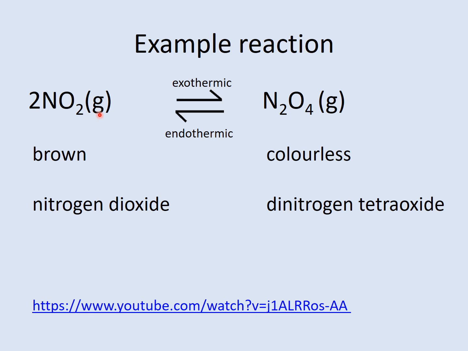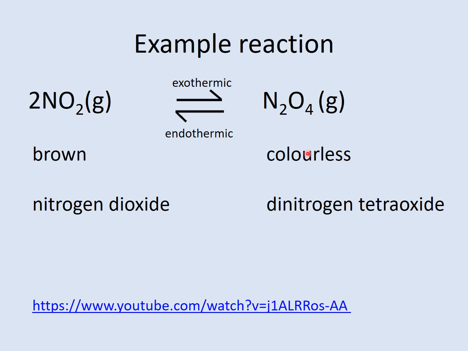So whenever you're looking at pressure, it's all about looking at the number of molecules on each side. So on the left side, we have two molecules of NO2. So there are two molecules on the left side. On the right side, we just have one molecule of N2O4. So when you're looking at pressure, it's all about looking at the numbers in front of those molecules when you're counting them up. So two on the left, one on the right.